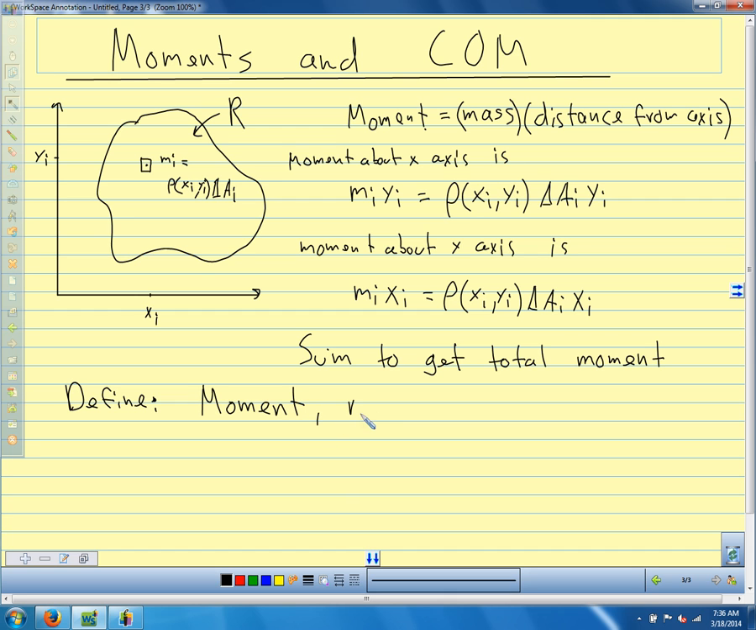Moment, we'll also hear it called moment of mass, because a moment is something weighted by its distance from an axis, so this is the moment of mass. You'll also hear it called the first moment of mass. We'll talk about the second moment of mass in just a little bit. So all these terms mean the same thing.